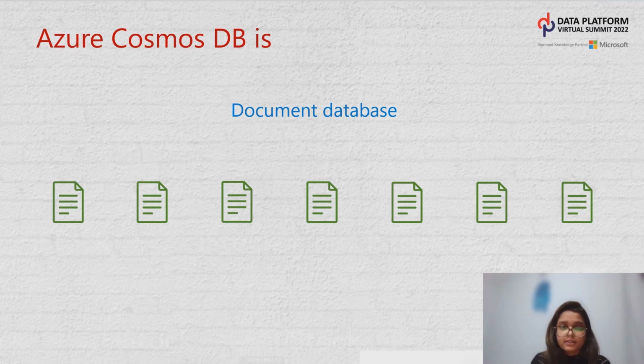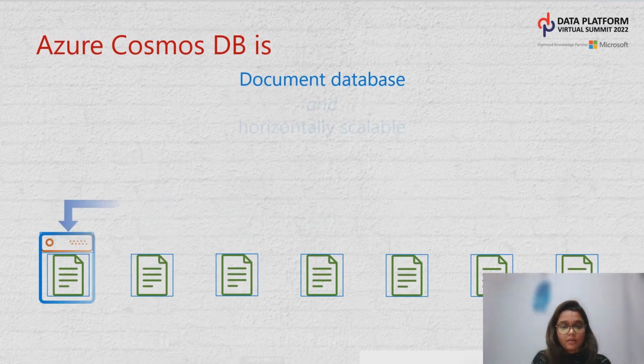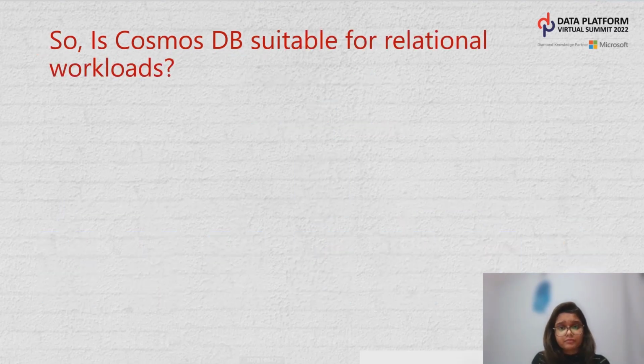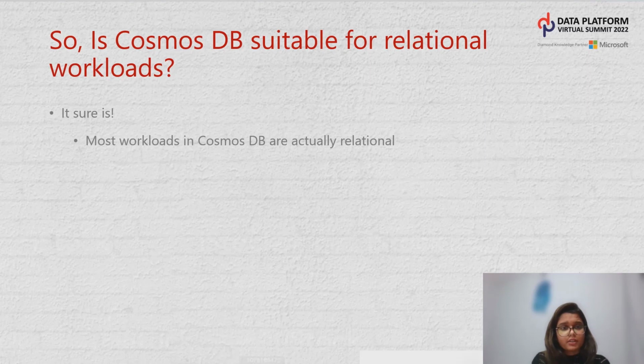But why is that? The answer is simple: because Cosmos DB is horizontally scalable, enforcing referential integrity and performing joins among multiple physical nodes is not only hard but it also has high performance impact, which essentially renders it useless. So the question is, is Cosmos DB suitable for relational workload? It sure is. Most workloads in Cosmos DB are actually relational.